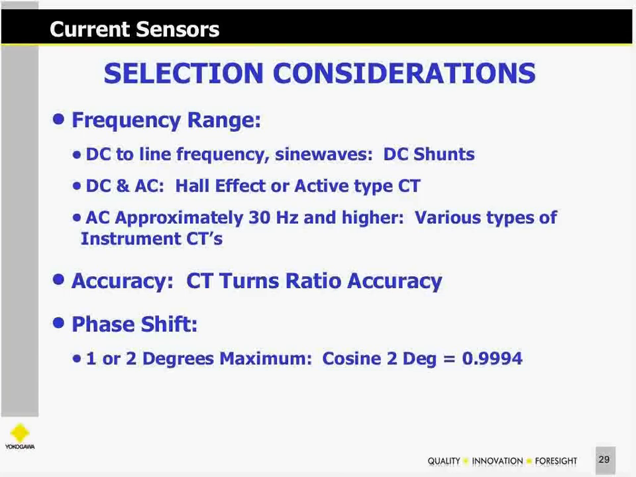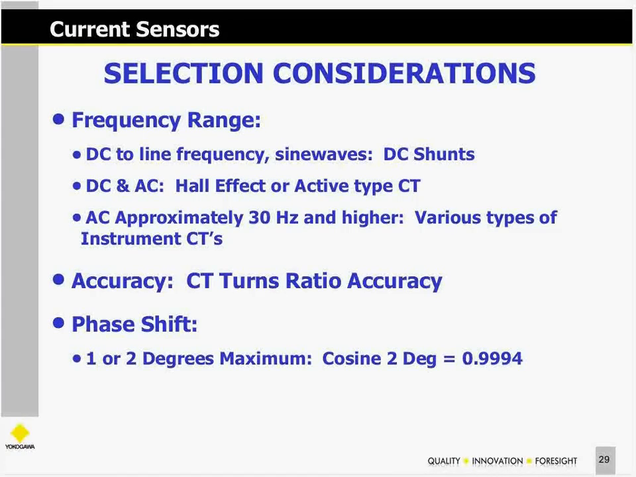So selection considerations, one of them is frequency range. Are you measuring DC to line frequency, maybe a little bit higher on some of the DC shunts? As long as it's a sine wave and doesn't have a lot of the high frequency components, you can get by with a DC shunt. There again, you need to work with your manufacturer just to see what they specify on their frequency response. When you're measuring DC and AC, the Hall effect type of current transformer has been used for a long time. The only problem with the Hall effect is that when they mount that Hall sensor into the CT, they break the core, and you lose a lot of accuracy. The active type, like we have a solution with the Lambda and Physic, uses a whole different type of technology to measure the DC and provide you very good accuracy.